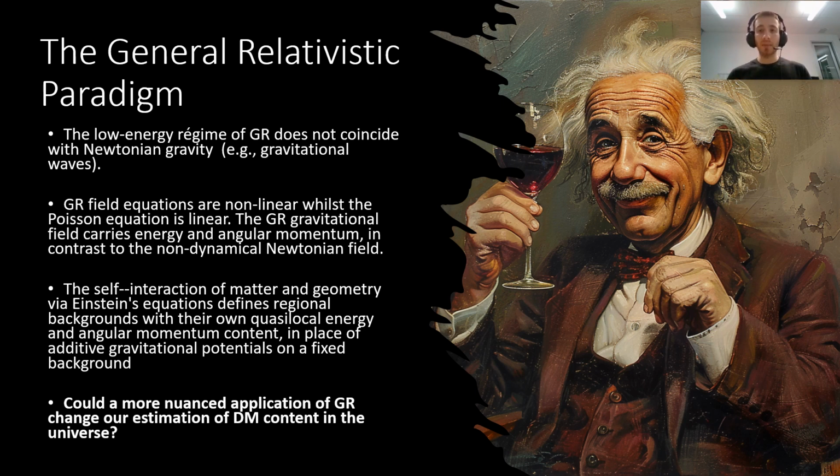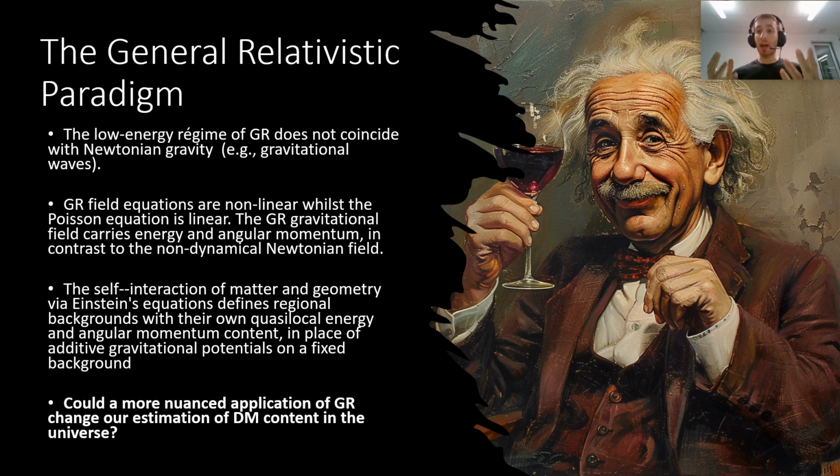Mathematically speaking, this difference arises from the fact that general relativity is a highly nonlinear theory, while Newtonian gravity is a linear theory. In GR, the space-time, the gravitational field, carries angular and linear momentum and energy, in stark contrast with the Newtonian non-dynamical field.